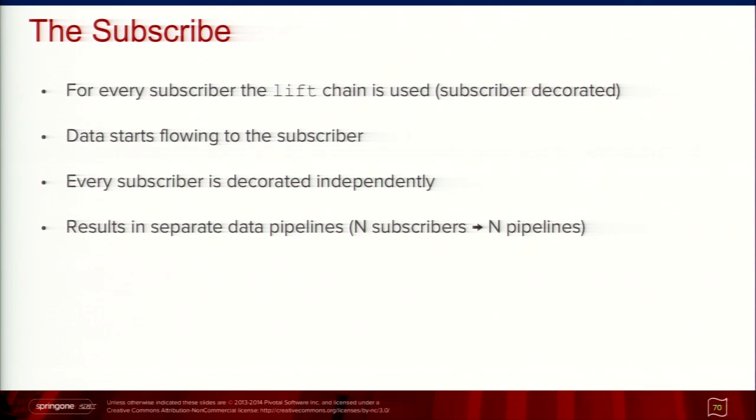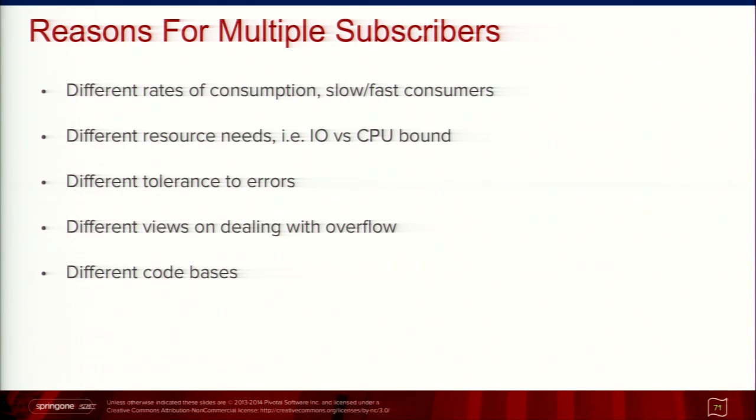Now, when there is an actual subscribe, the lift chain actually gets triggered, which means that the subscriber becomes decorated once for each operator there is. And at that point, the data can start flowing, and each operator starts applying operations on the data. And every subscriber out of the box is operating independently, which means that you have separate data pipelines. If you have 5 subscribers, each one is getting all that stuff passed down the data pipeline. And this is an important thing that you start thinking about when you actually work with these apps.